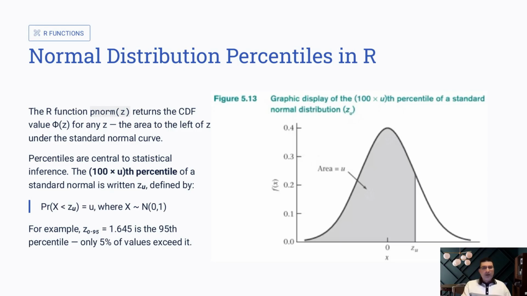All right, now let's connect all of this to how we actually compute probabilities, especially using R. If you're working with the standard normal distribution, the function pnorm of z gives you the probability that your variable is less than or equal to some value z. In other words, it gives you the area to the left of z under the curve. Now, sometimes we're interested in percentiles instead. For example, what value cuts off the top 5%? That's what we call a percentile. So when you hear something like z 0.95 equals 1.645, that means 95% of the data falls below 1.645, and only 5% is above it.